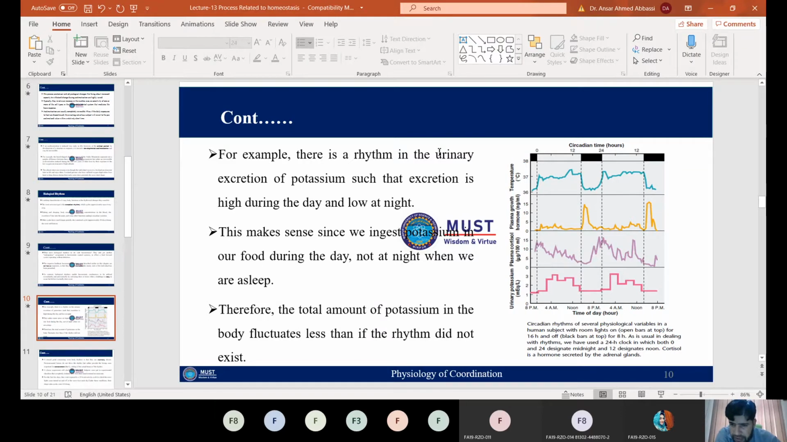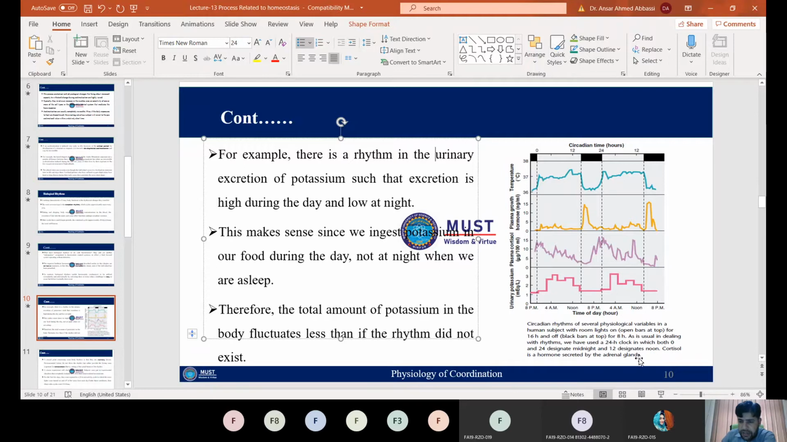So here is a graph of circadian time in hours, and you can see the urinary potassium, plasma cortisol, plasma growth hormone, and temperature. These are the various values.